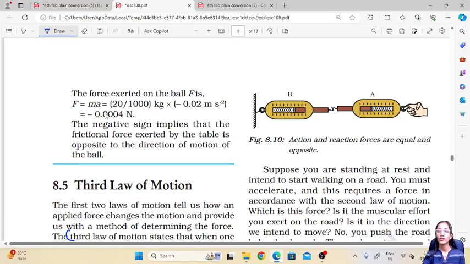Once a force is applied from this side, it exerts a force on spring balance B. Then once it gets the force, spring balance B again exerts a force on this. So these are equal forces, but they are opposite in direction.